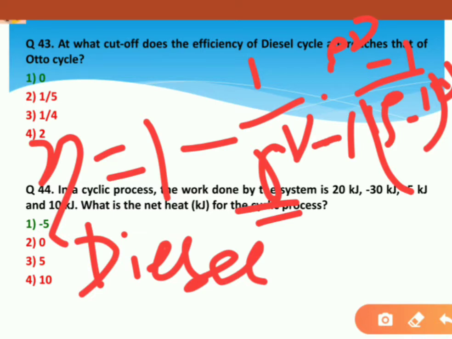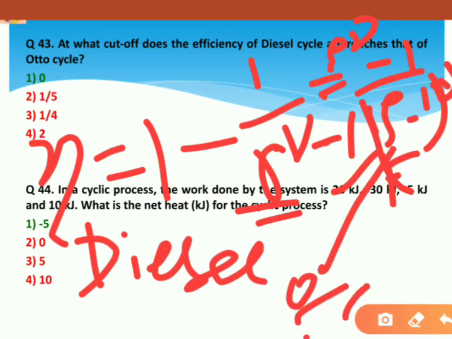So from that equation, if rho is the cutoff ratio and we put the value of rho as 0, then we'll find that term. If that term becomes 1, then only we can say that the cycle approaches the Otto cycle. So our target is to make that term 1.